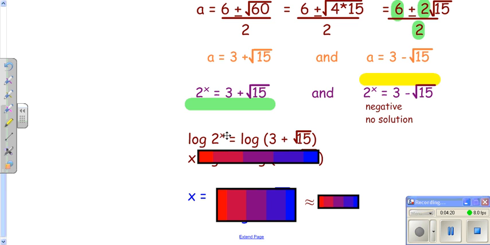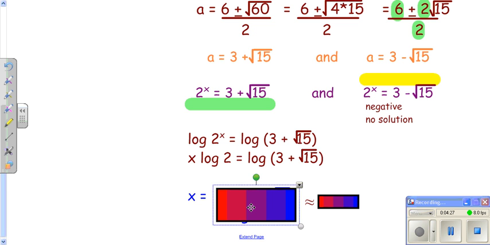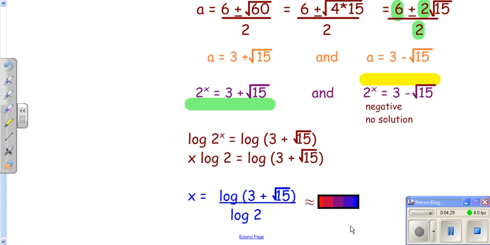Then we'll put our exponent in front of our log. We then have x times something, so all we have to do is a little bit of division. So then we divide both sides by log 2. This is your calculator-ready form. Then we go ahead and type that into your calculator to get our decimal approximation.